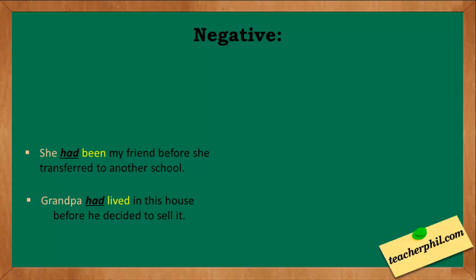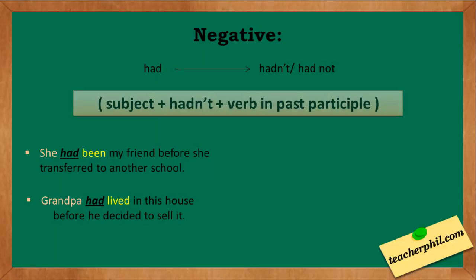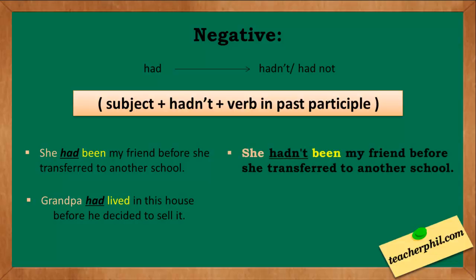Making a negative sentence is just simple. We only change had into hadn't or had not. So the pattern will now be subject plus hadn't or had not plus verb in past participle. Examples: she had been my friend before she transferred to another school. She hadn't been my friend before she transferred to another school.